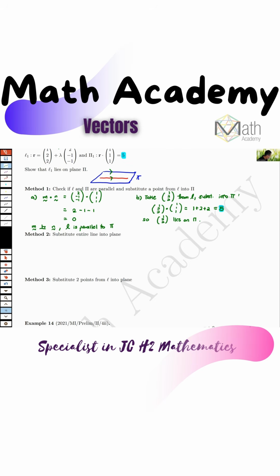And the final conclusion from A and B is I could conclude that L lies on pi, since it is parallel and a point is on the plane. This will be the preferred method. This is based on what we have been talking about on the previous page also.